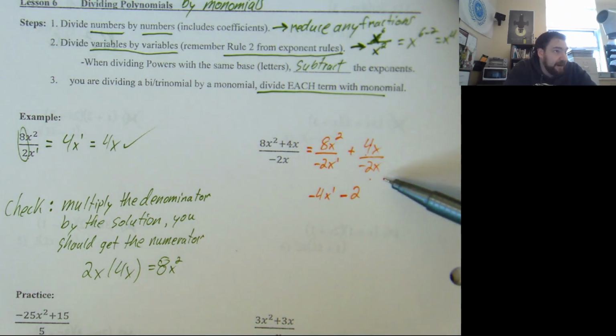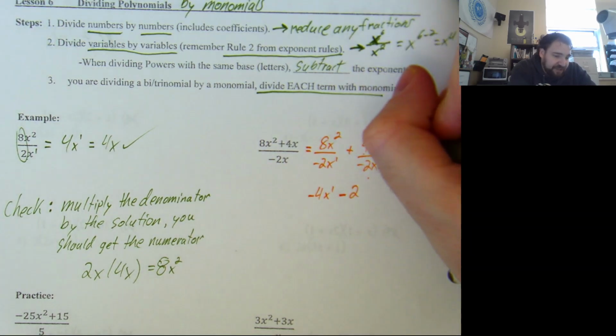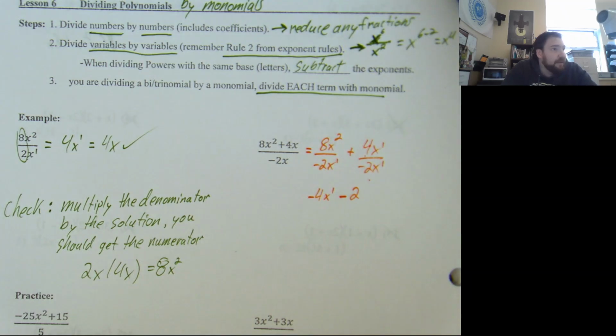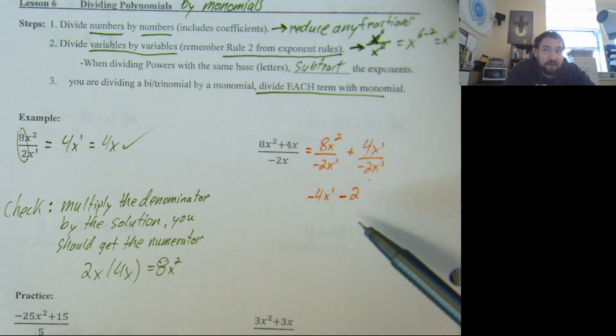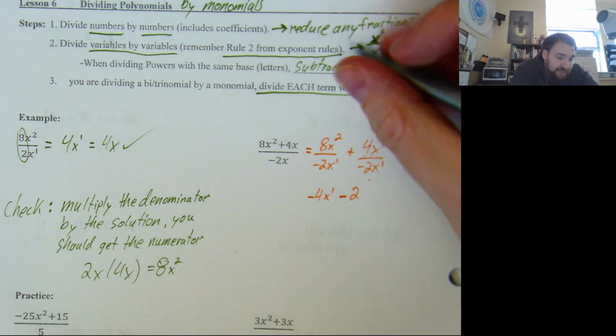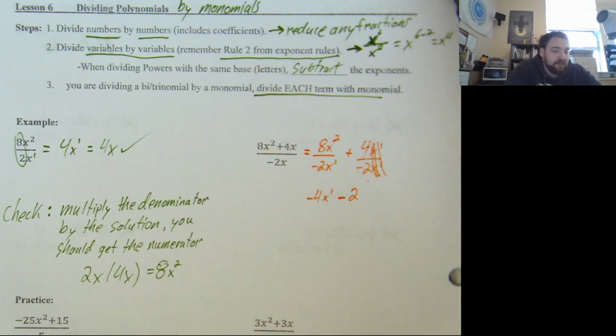And then x divided by x, well, this is x to the 1 divided by x to the 1. Subtract the exponents. 1 minus 1 is? 0. And x to the power of 0 is? It's not x. X to the power of 0 is 1. The x's are gone. This becomes negative 2 times 1, which we can just leave as negative 2. When you have the same thing in the numerator and the denominator, they cancel. And so now we can go back and we can check.